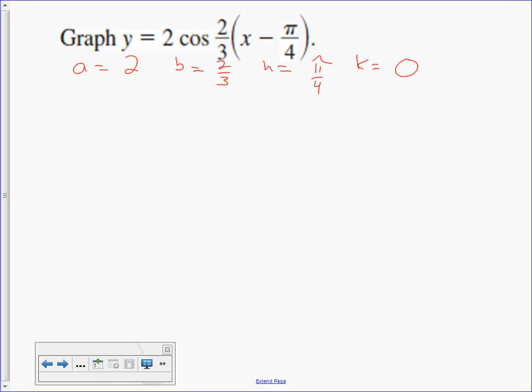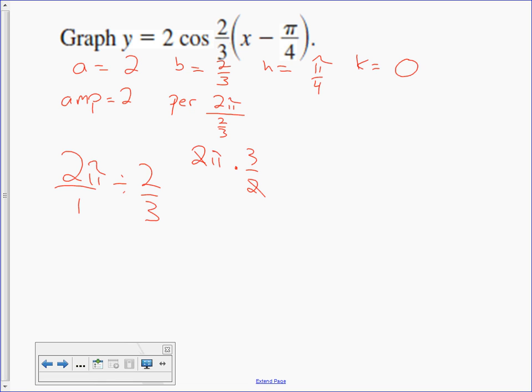Now, the next thing we have to figure out: amplitude and period. Our amplitude is 2. Our period is going to be 2 pi divided by 2/3. Remember, when you divide fractions, you're multiplying by the reciprocal. Period's 3 pi. 2 pi divided by 2/3 is 2 pi times 3 over 2. Your answer is 3 pi.